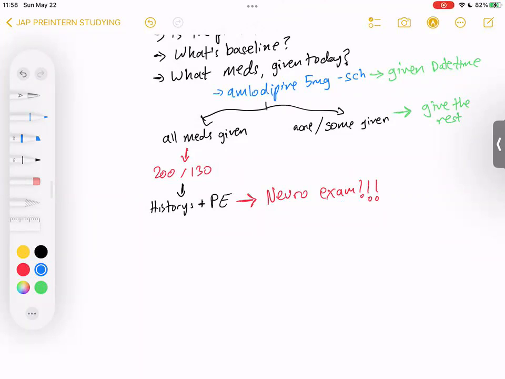The main reason is because when people get a stroke, okay, what happens when somebody gets an ischemic stroke? Let's say somebody gets an MCA ischemic stroke. What's going to happen is a part of their brain is not getting enough oxygen.